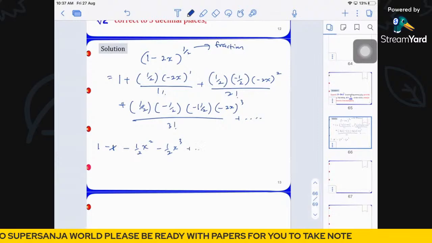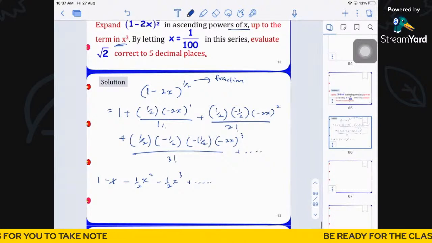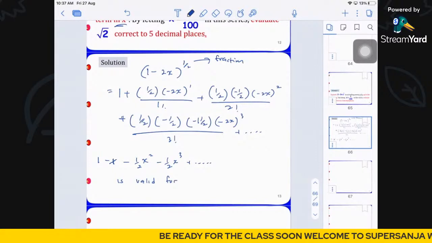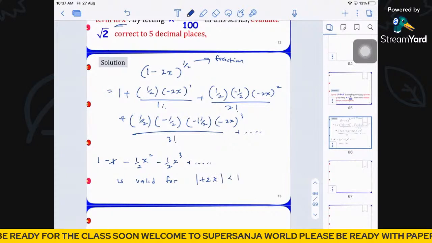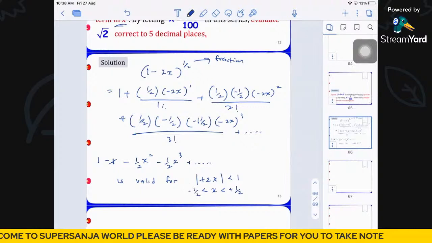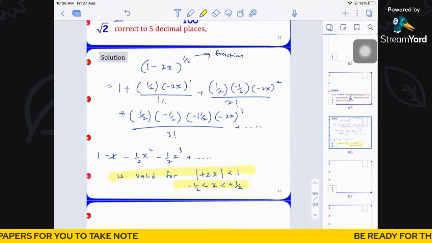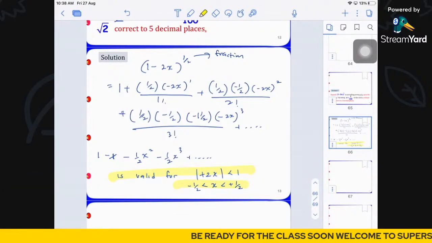Did everybody get this? But remember, this is not your final answer. What is missing over here? It is valid for what? Negative 2x means modulus 2x is less than 1, so x is between 1 over 2 and negative 1 over 2. Remember this. Without this statement, this whole expansion is not valid. You must put that statement over there. Correct, Ahmad Rafiq? Very good.